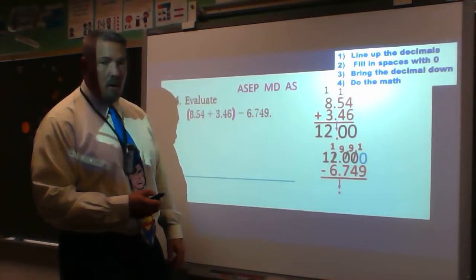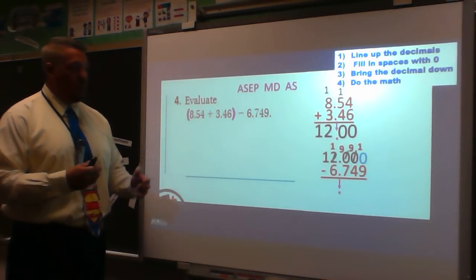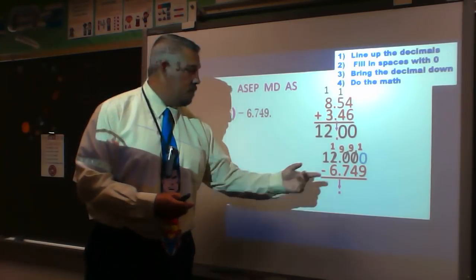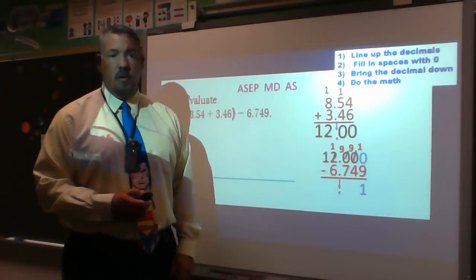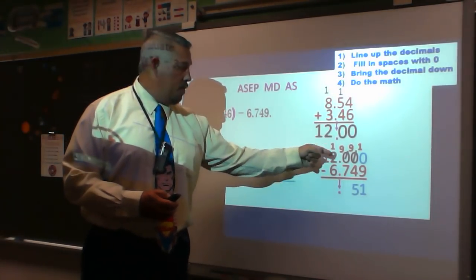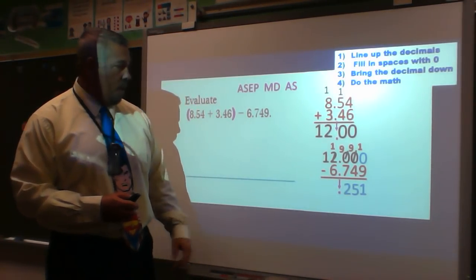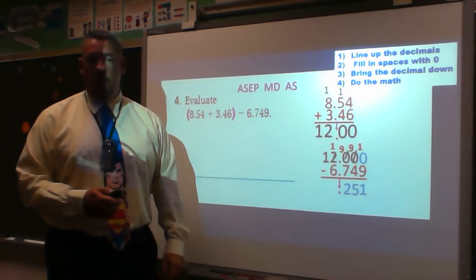So once again, that's called borrowing through. Then I can put my 1 in the front. Once I have my 10 at the end, then I can subtract. 10 minus 9 is 1. 9 minus 4 is 5. 9 minus 7 is 2. And 1 minus 6 I can't do.